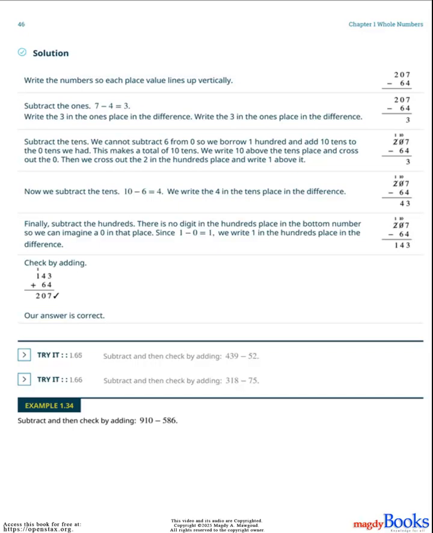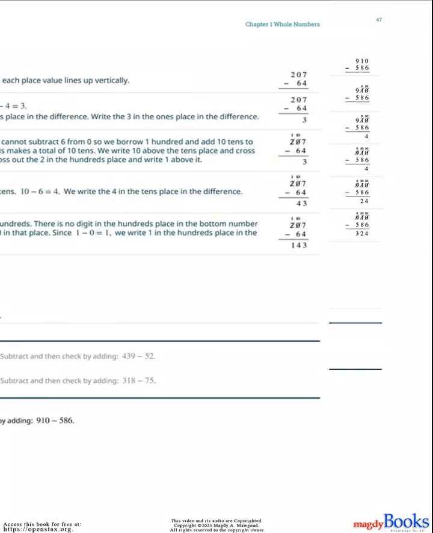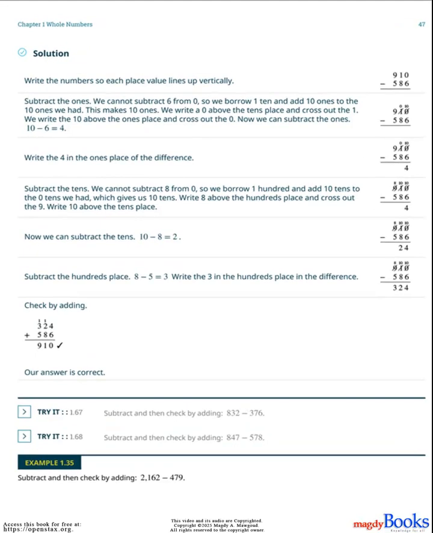Example 1.34. Subtract and then check by adding 910 minus 586. Solution. 1. Write the numbers so each place value lines up vertically. 910 minus 586. 2. 2.1. Subtract the ones. We cannot subtract 6 from 0, so we borrow 1 ten and add 10 ones to the 0 ones we had. This makes 10 ones.